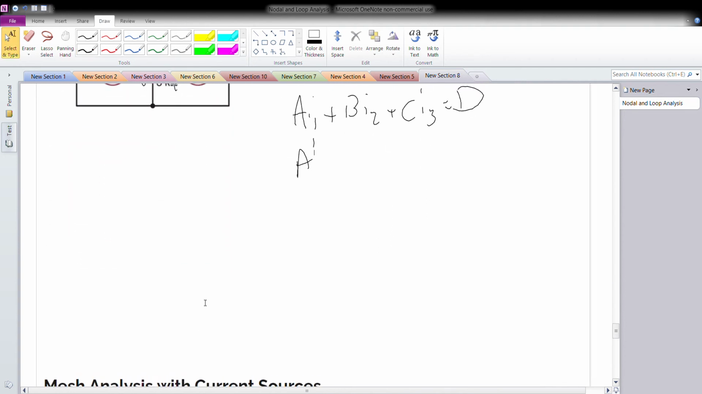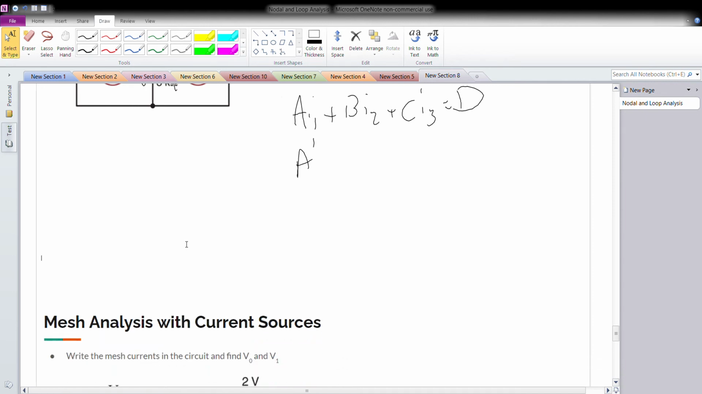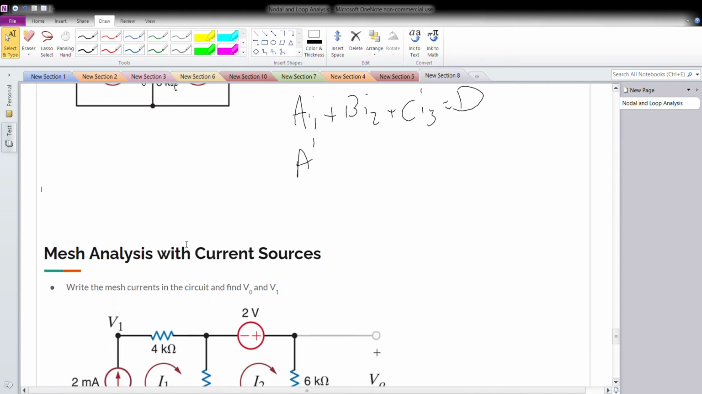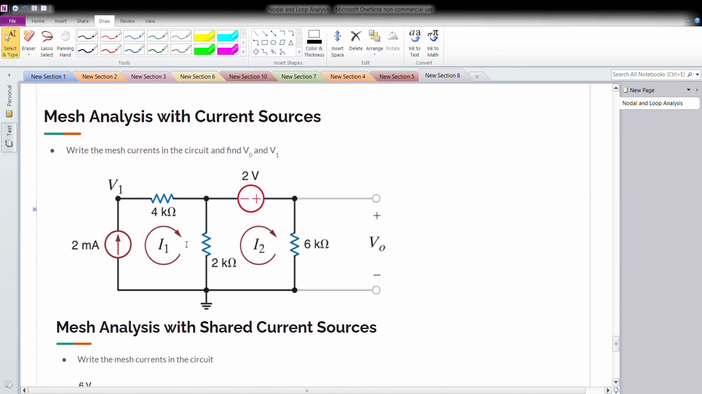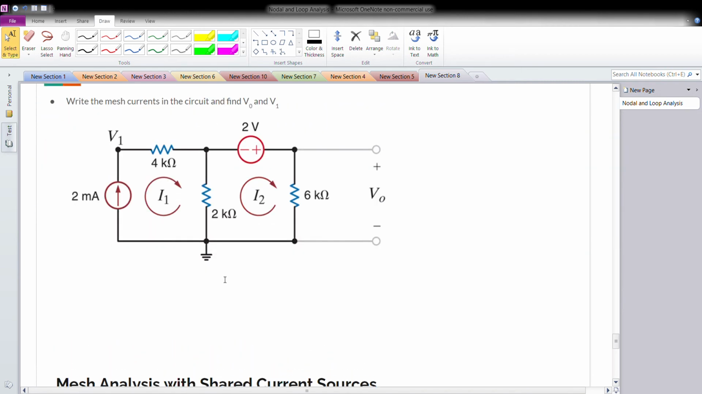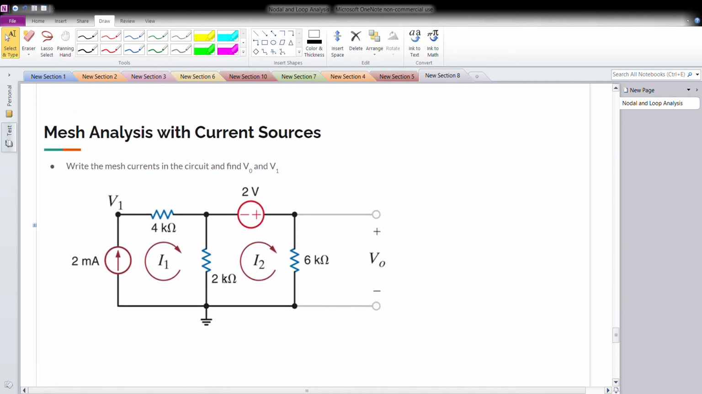So yeah, that's how I would write the simple loop analysis. Now, let's see what would happen if we had a current source. If we have a current source, usually what I do, and what I suggest you do to not make any mistakes, because I made those too, that's why I'm telling you: if you have a current source, try to define your loop current in the same direction as the current source.